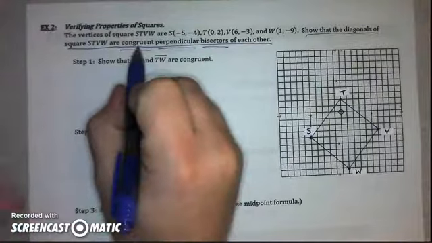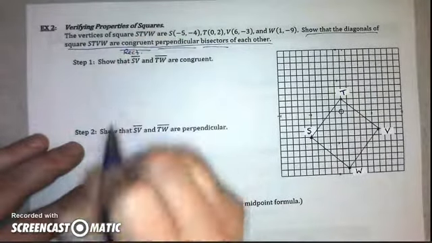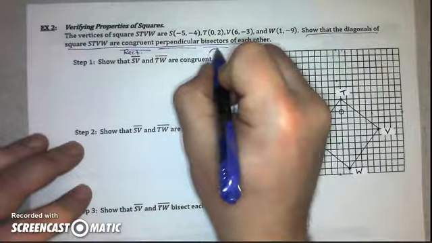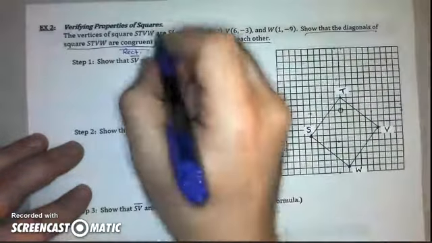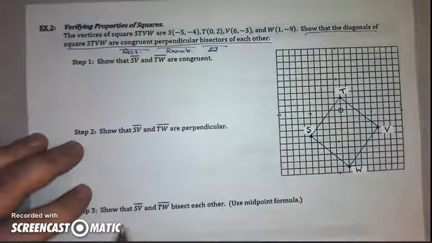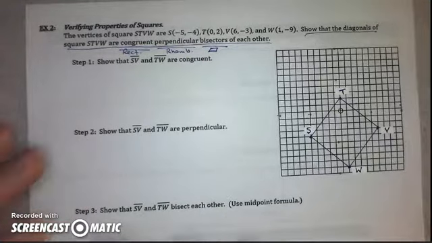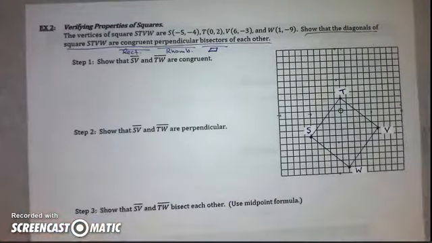If the diagonals are congruent, it's a rectangle. If the diagonals bisect each other, it's a parallelogram. If the diagonals are perpendicular, it's a rhombus. And if it's a rectangle, rhombus, and parallelogram, it has to be a square. So the diagonals tell us everything we need to know to determine which one of these it is. So I'm going to draw the diagonals for you.